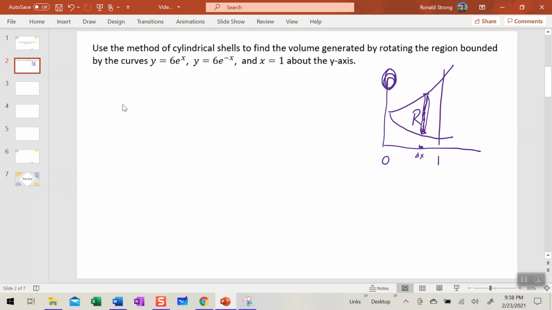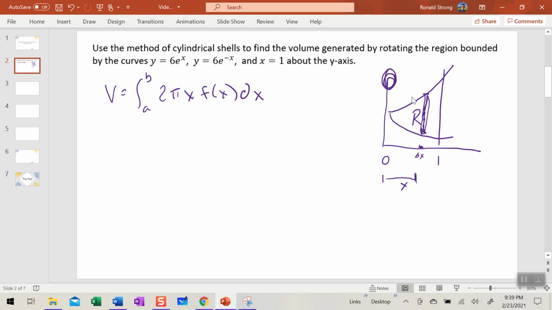All right, so the integral itself is going to be set up according to our cylindrical shells formula, which is volume is equal to the integral from a to b of 2 pi x times f of x dx. When using this method, it's important to remember what x and f of x represent. x represents the radius, or in other words, the distance that our given rectangle is from the axis of rotation. The axis of rotation being the y-axis, this distance here would represent the radius of our cylindrical shell. And that's simply the distance x. So x represents the radius.